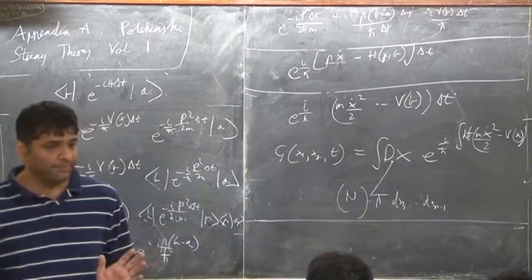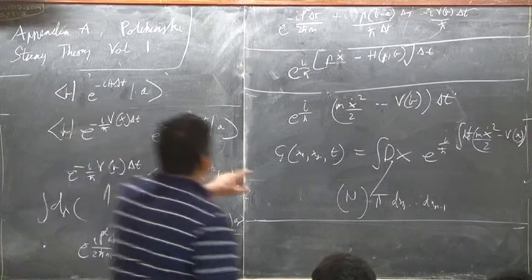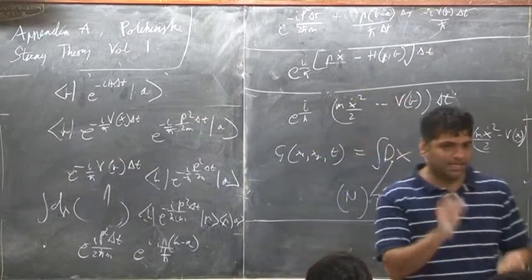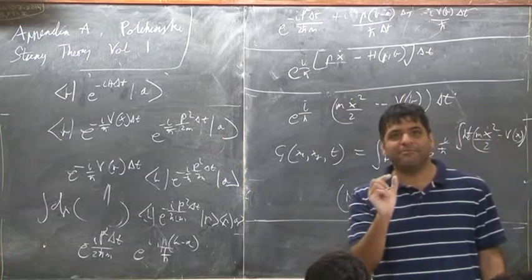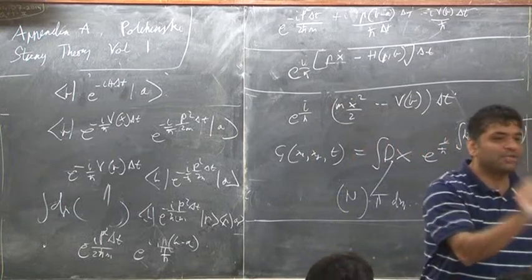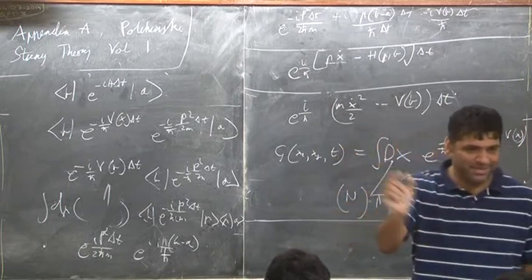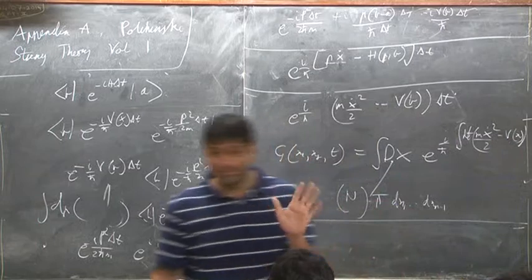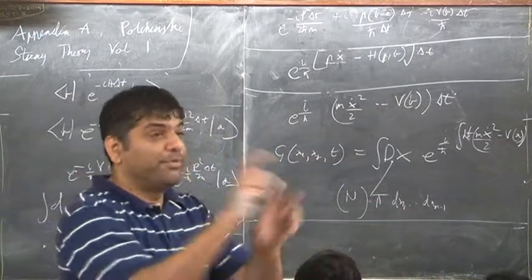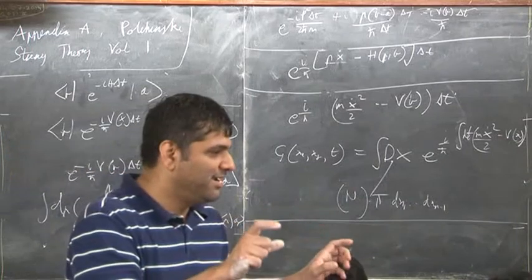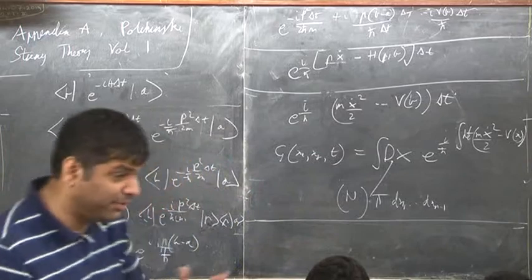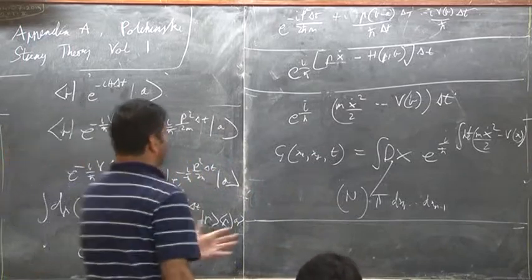Nothing I said here would have changed if V of X was a function of time. Nothing. Okay? Except that we would have to be careful in the notation. It wouldn't be the product of the same operator all the time. You might be worried here. You might be worried by saying that, look, you started off saying that you could break this up because the operators commute. And then if V of X is time dependent, then they no longer commute. But you see, that is a red herring.